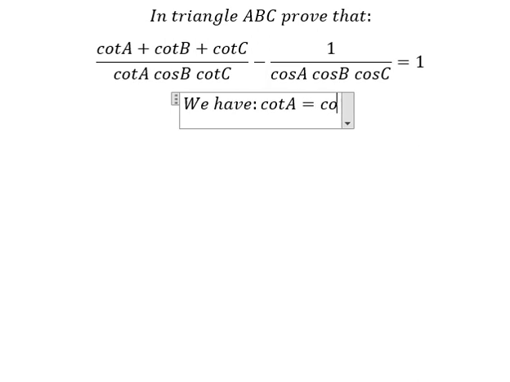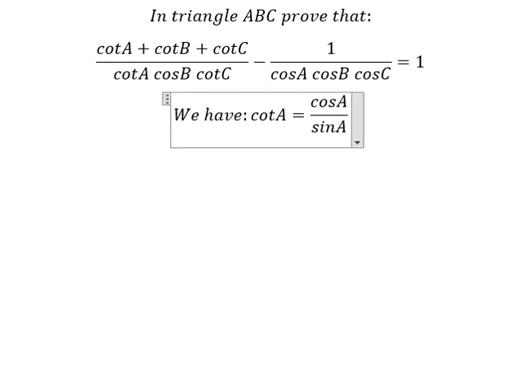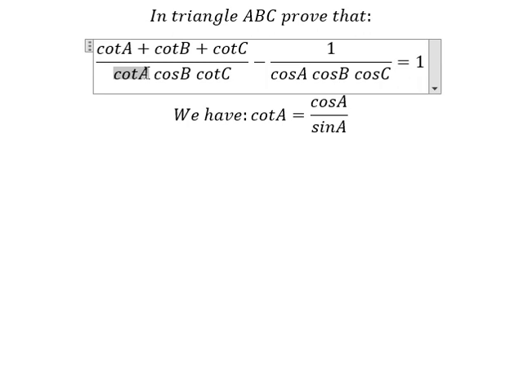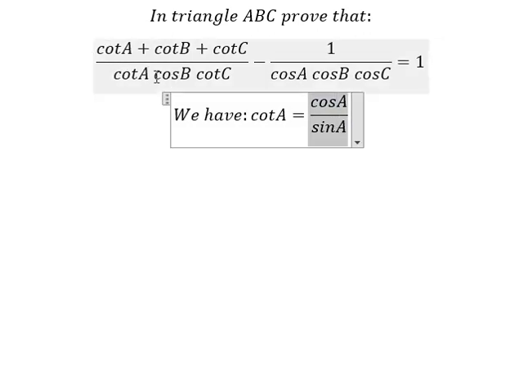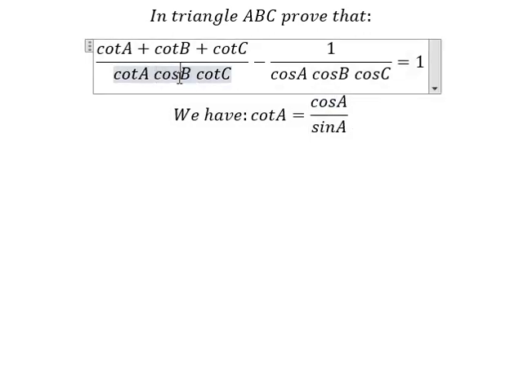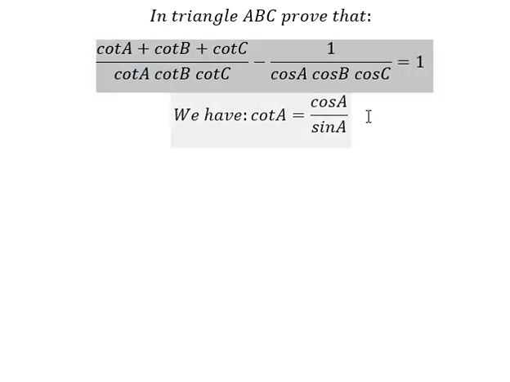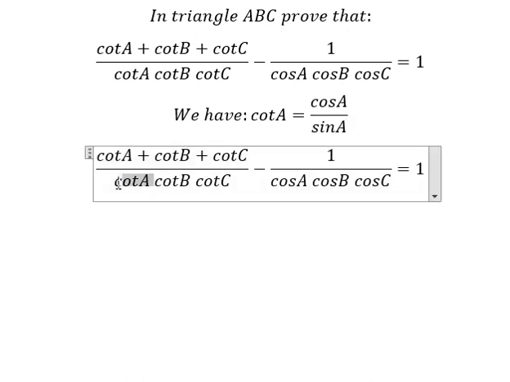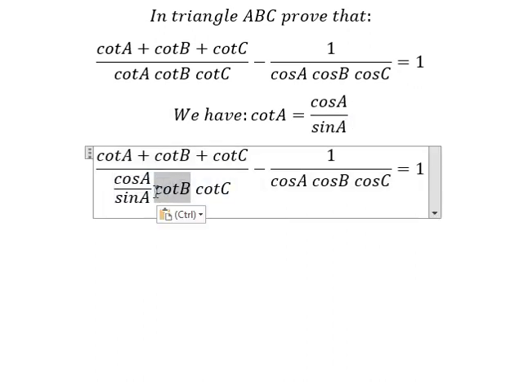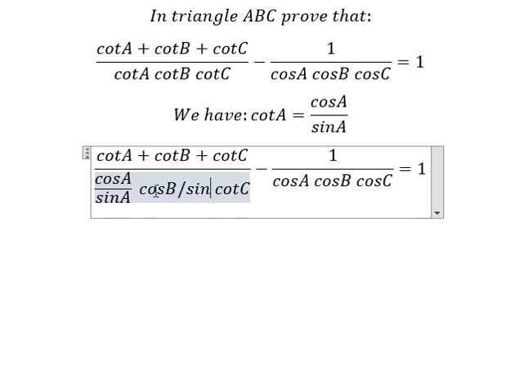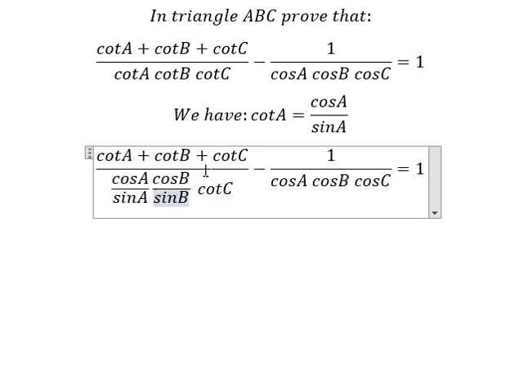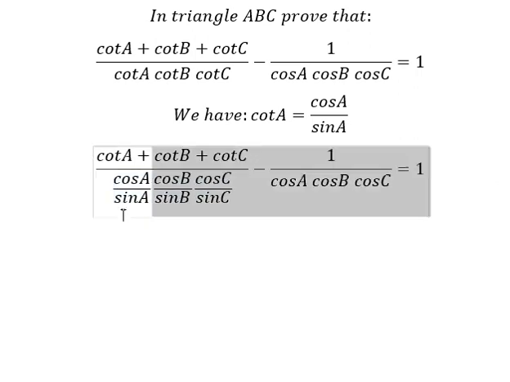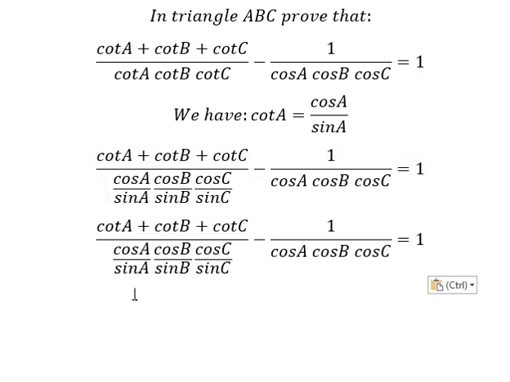Cotangent A, that is about cosine A over sine A. Now we need to transform this one into this one. Similar for this one and this one. This is about cotangent B. So this one that is about this one. This one that is about cosine B over sine B. This one that is about cosine C over sine C. So sine A, sine B, and sine C will go to numerator.